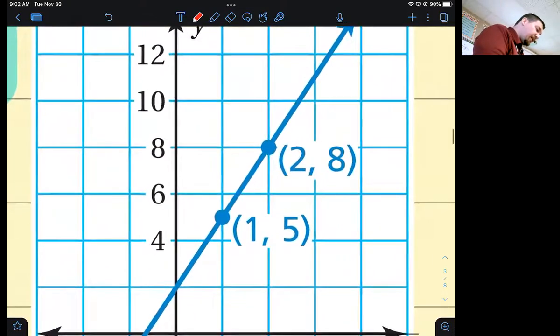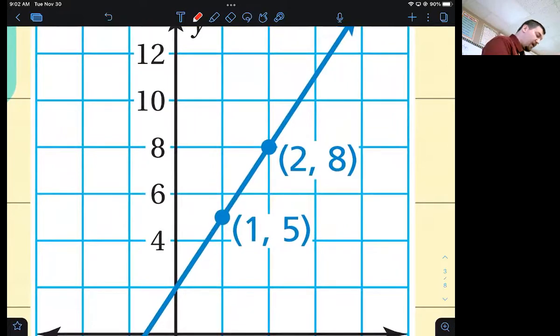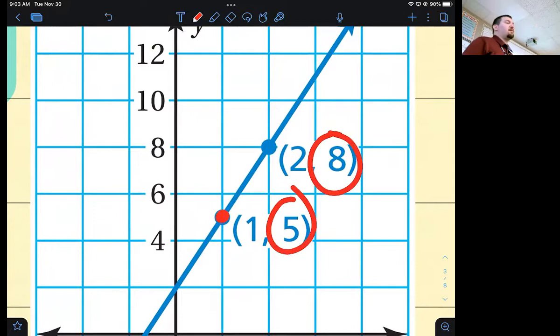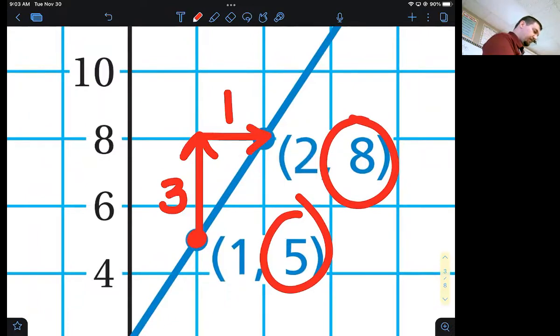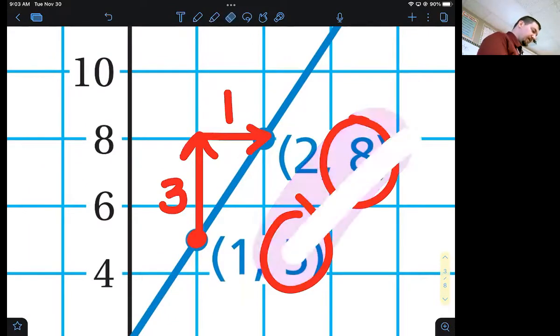So when I count here, my rise, I want to be very careful that I'm going from 5 to 8. By the way, how far up are you traveling to go from 5 to 8? 3. I don't even need to draw the arrows, do I? I could literally just do that. And if you count 1, 2, 3. Yes, to go from 5 to 8, we're going up 3. To go from 1 to 2, we're going to go right 1. I'm going to try to erase this.